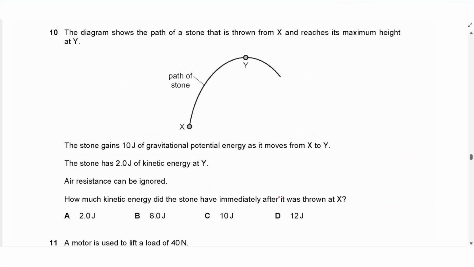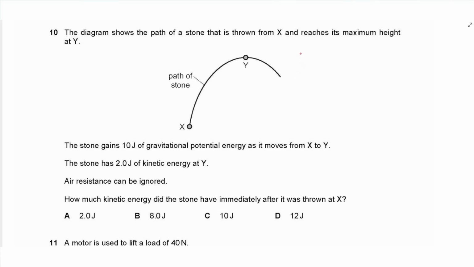Question 10 says the diagram shows the path of a stone that is thrown from X and reaches its maximum height at Y. The stone gains 10 joules of gravitational potential energy as it moves from X to Y. The stone has 2 joules of kinetic energy at Y. Air resistance can be ignored. How much kinetic energy did the stone have immediately after it was thrown at X?